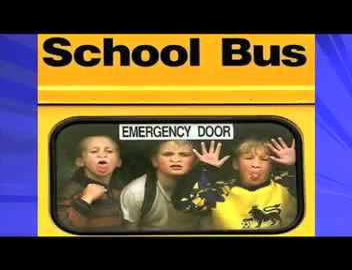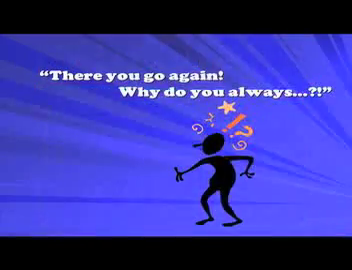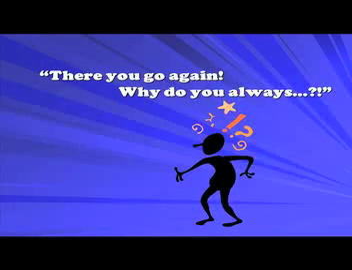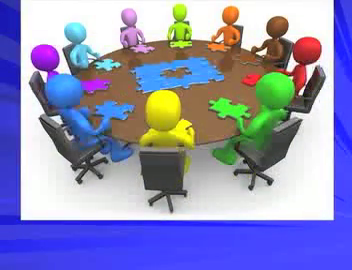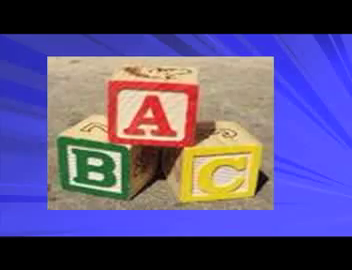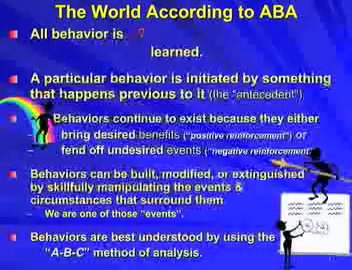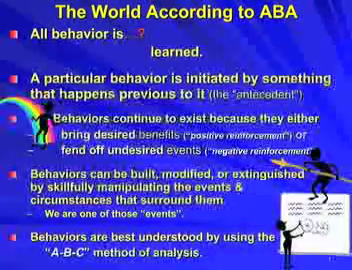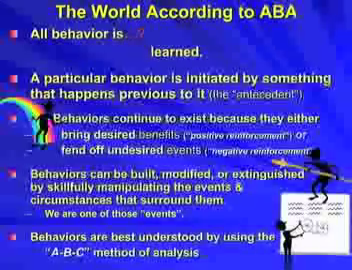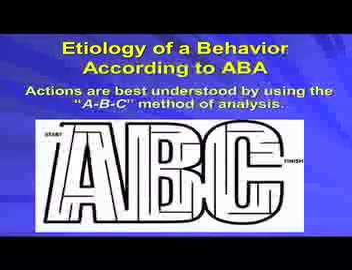So let's back up the bus and get to the original starting point in student evaluation of behavior. The time when a teacher says, "There you go again! Why do you always?" The educator is then advised by the school's special services team to engage in an ABC analysis. ABC? The proponents of ABC analysis tell us that their formula is the best way to figure out why a behavior is happening. Each of the letters stands for a word.